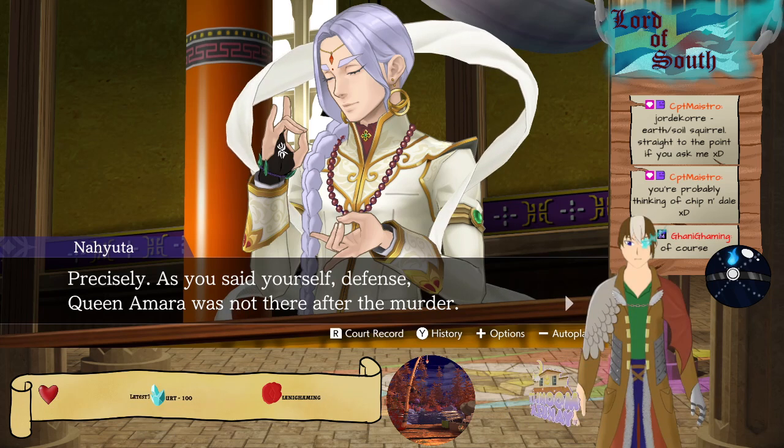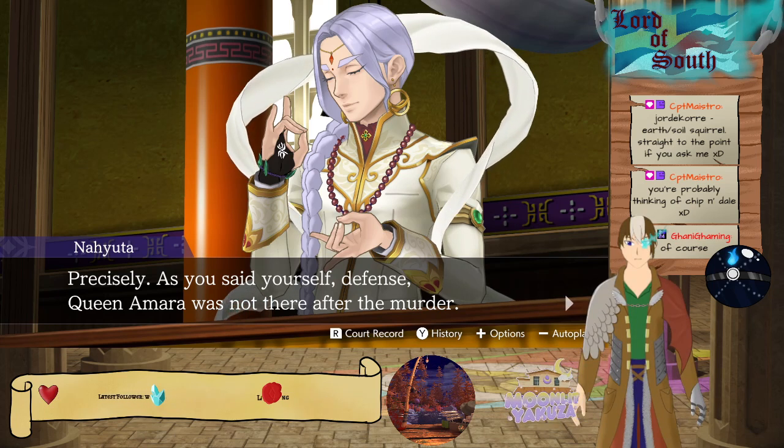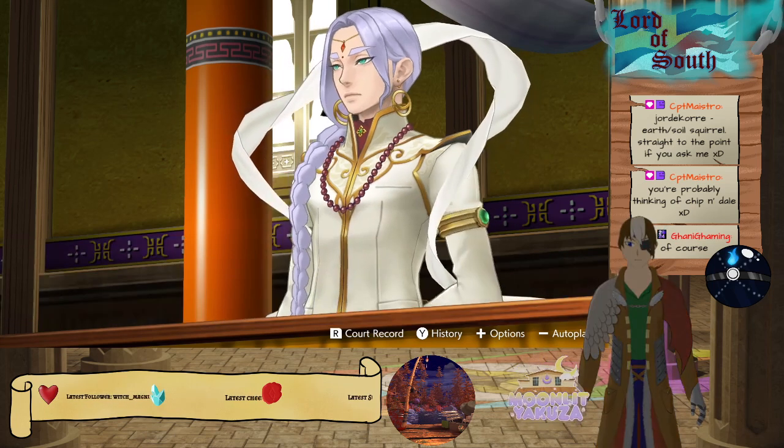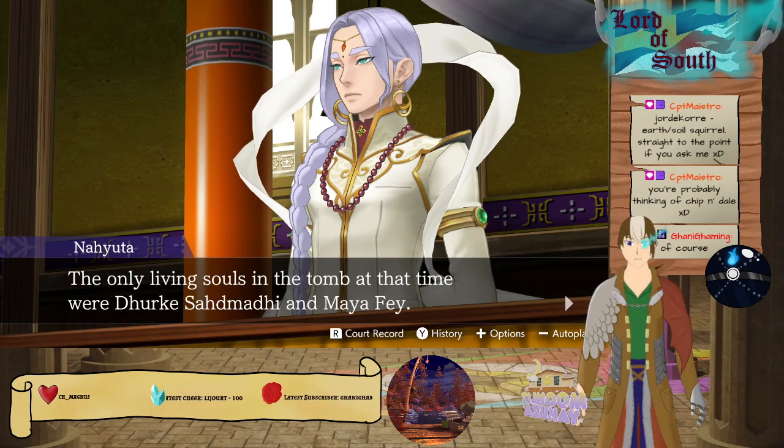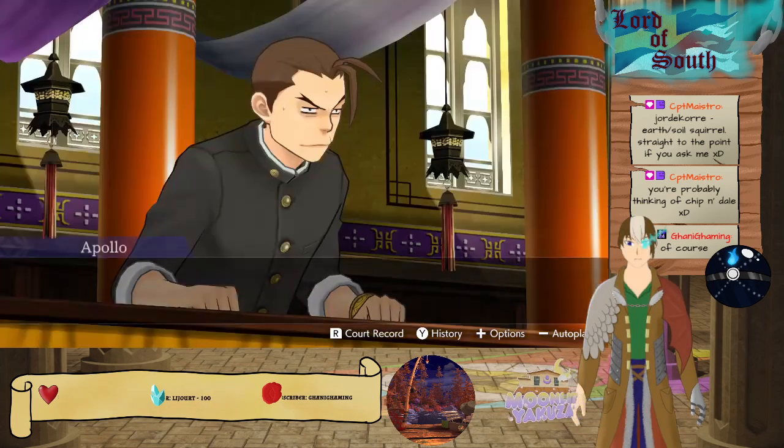Precisely. You said yourself the Defense Queen Amara was not there after the murder. The only living soul in the tomb at the time were Daruk Satmant and Maya Fey.